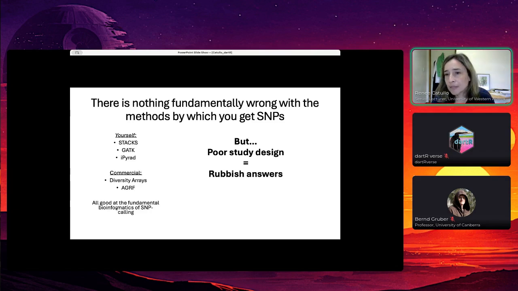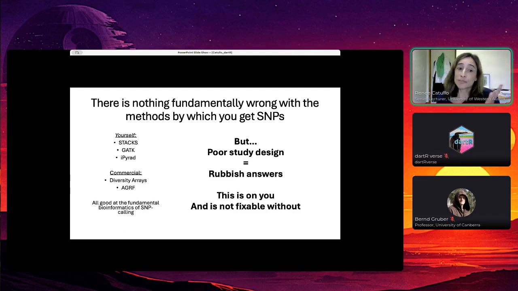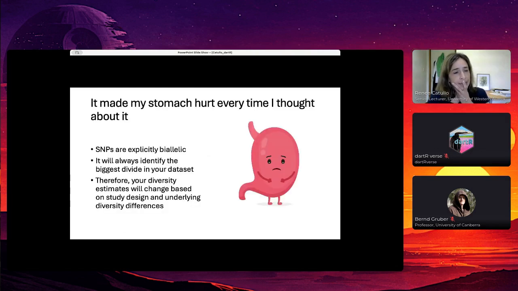And that's not something fixable by a commercial entity, because it's not their job to design your study. It's their job to take your study design and give you the SNPs. And if you ask them for the wrong thing, you get the wrong thing, and that's the reality. So it's on you, and it's not fixable without recalling SNPs. And that's a really important takeaway.